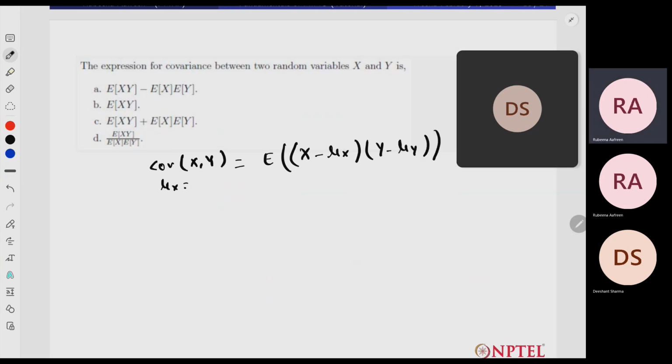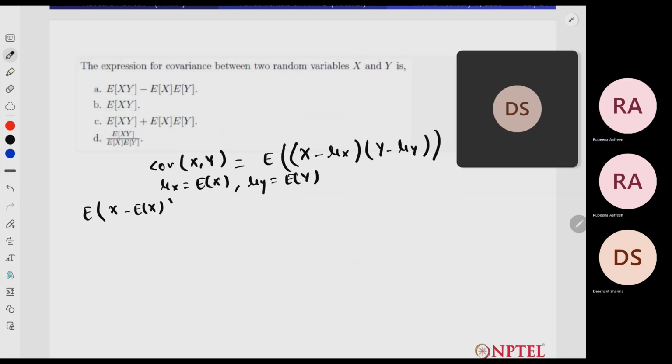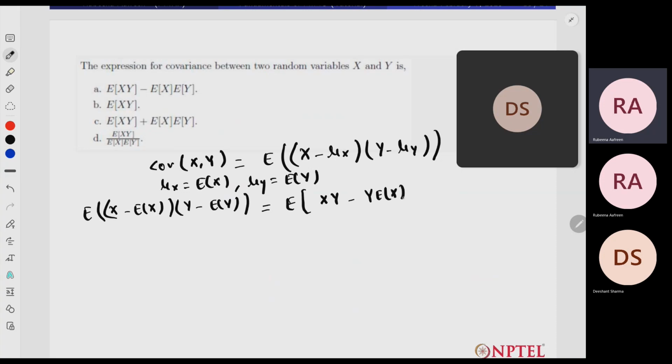And we know what mu x is. Mu x is mean of x, that is expectation of x. Mu y is mean of y, that is expectation of y. So here we can write covariance as expectation of x minus expectation of x, times y minus expectation of y. So we will multiply it inside. This will be xy minus y times expectation of x minus x times expectation of y plus expectation of x into expectation of y.